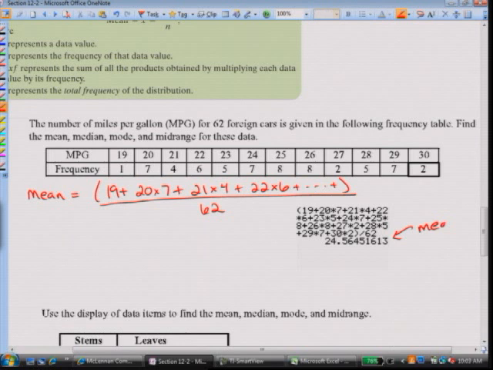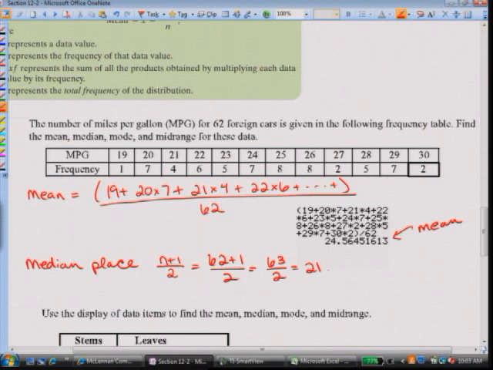Now, this is kind of fun, the way that you can compute the median. Because remember, there was this formula for the place of the median. The median place was n plus 1 divided by 2, right? So there were 62 data values, 62 plus 1 divided by 2, 63 divided by 2, which is 21.5, right? So the median is located between 21 and 22 in the placing of this data, right?